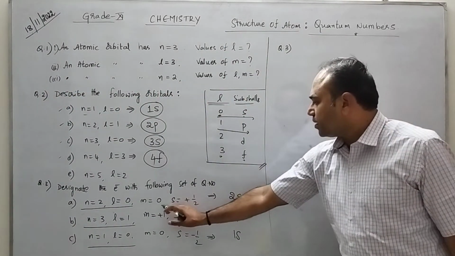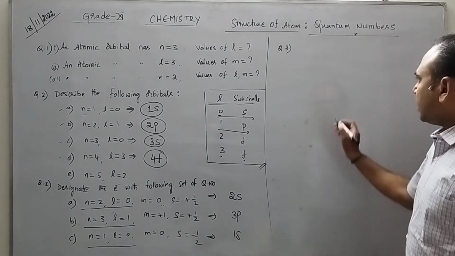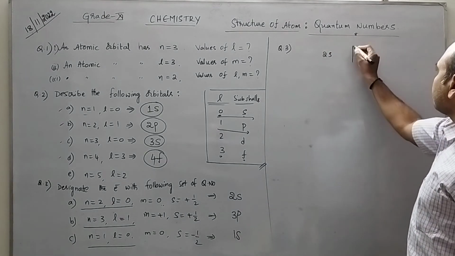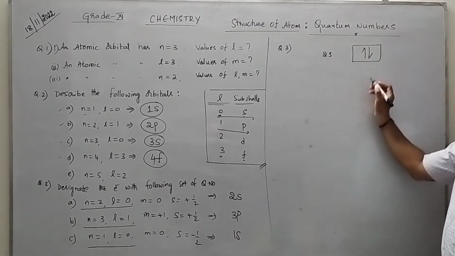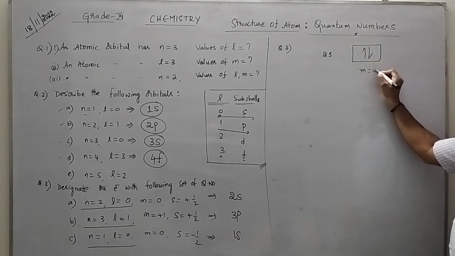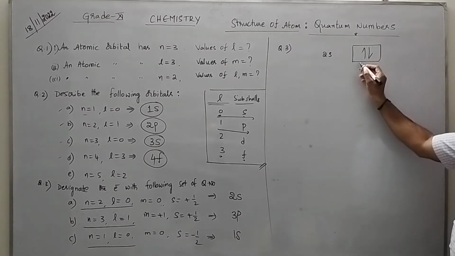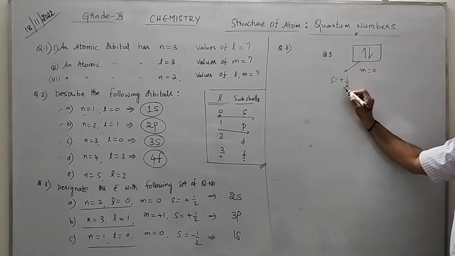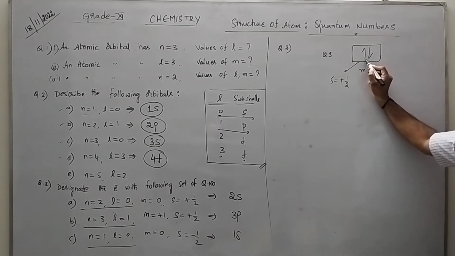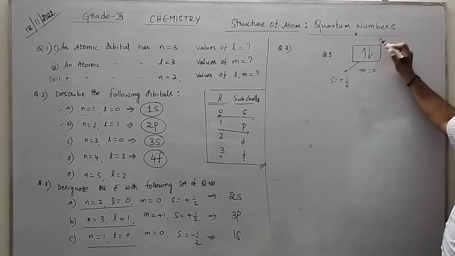But what about the magnetic quantum number and spin? For that you write 2s. In the box diagram you will get 2 electrons. In that, now we know that m is equal to 0. What is the value of s here? s is equal to plus half. Why did you write it as plus half? Because it is having clockwise spin and is written as an upward arrow.